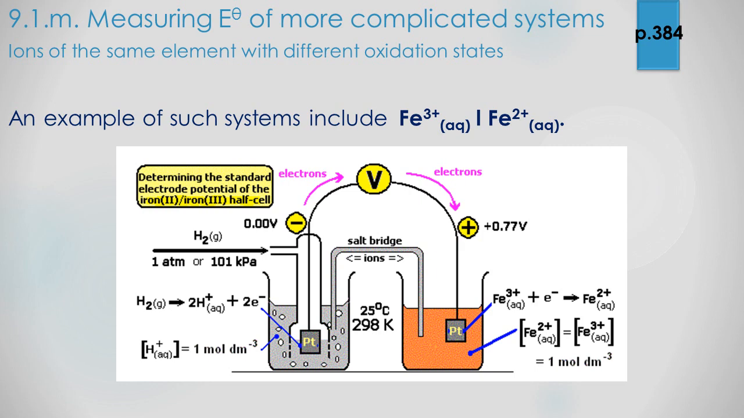Electrons will flow from the anode to the cathode, from the negative electrode to the positive electrode. The temperature at which this experiment is conducted is 298 kelvins, just like the standard conditions require. The E0 value is plus 0.77, so Fe3 plus is a good oxidizing agent.